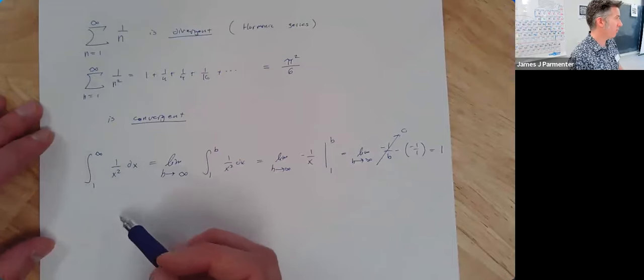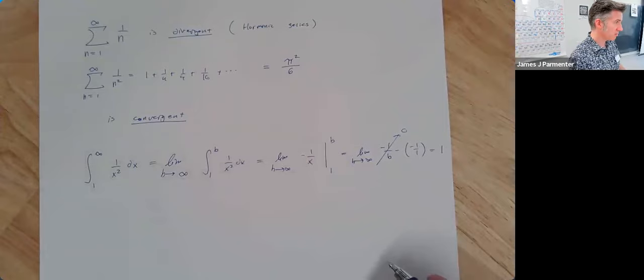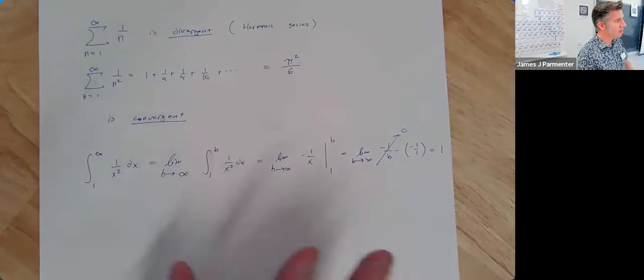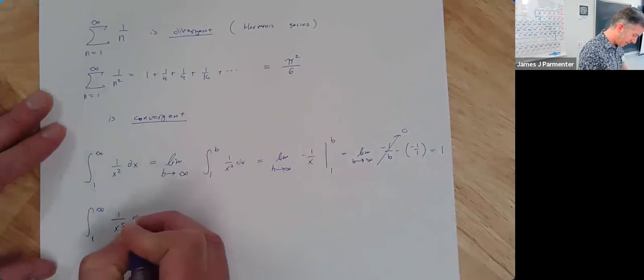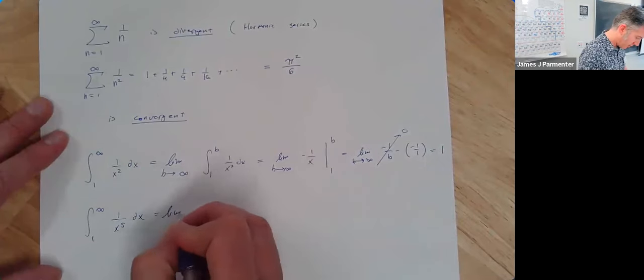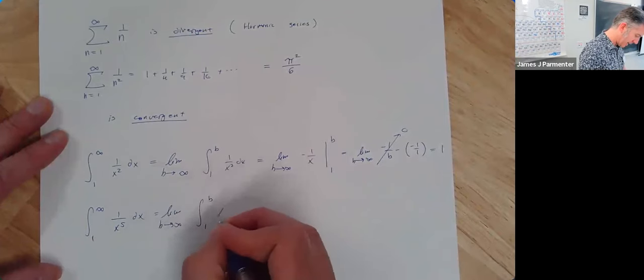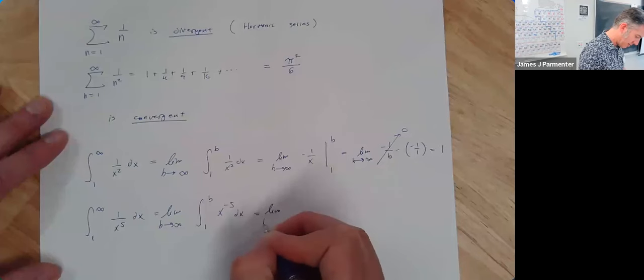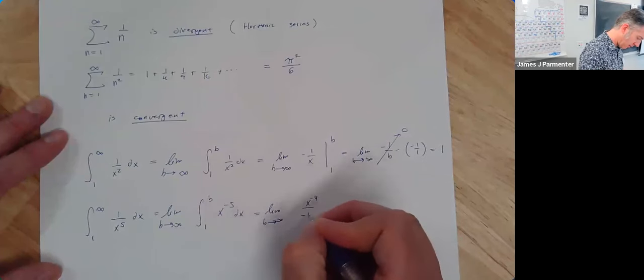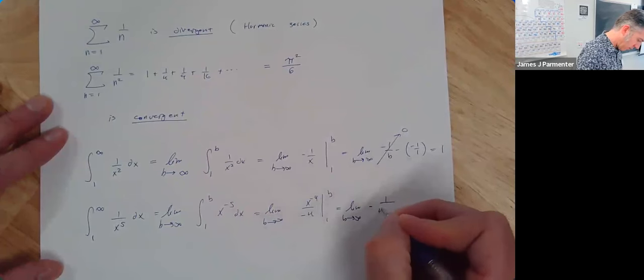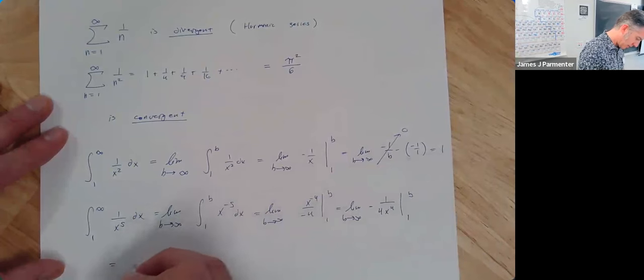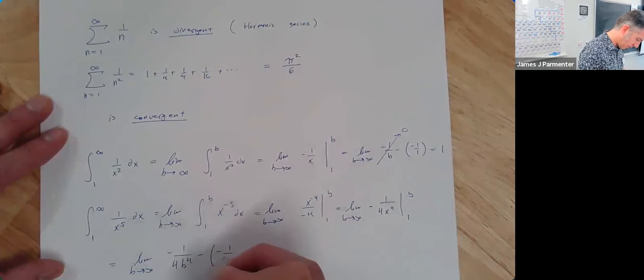If it was 1 over x cubed, 1 over x to the fourth, 1 over x to the fifth, it wouldn't matter. You would still get convergence. Let me do one more just to ease your mind. You don't really need to write this down if you don't want to. If I did the integral from 1 to infinity of 1 over x to the fifth, I'm going to get the same result. It's equal to the limit as b goes to infinity of the integral from 1 to b. Let's write it as x to the negative fifth. We integrate it and get x to the negative fourth over negative 4 from 1 to b. I would probably rewrite that as negative 1 over 4x to the fourth. Then we plug in, and we get the limit as b goes to infinity of negative 1 over 4b to the fourth minus negative 1 over 4 times 1 to the fourth. That goes to 0, and you get plus 1 fourth.